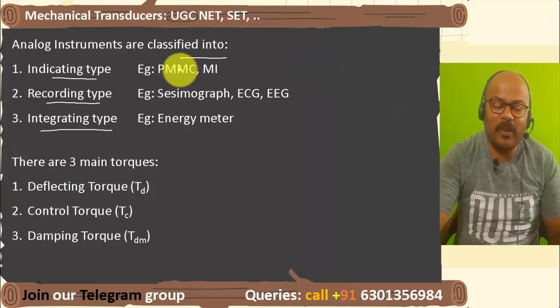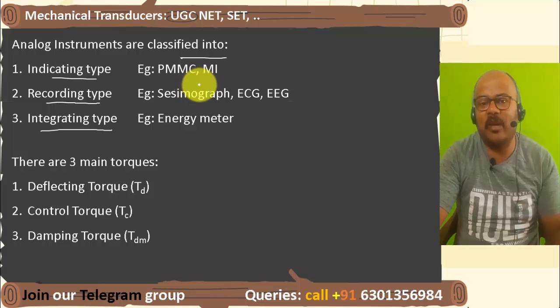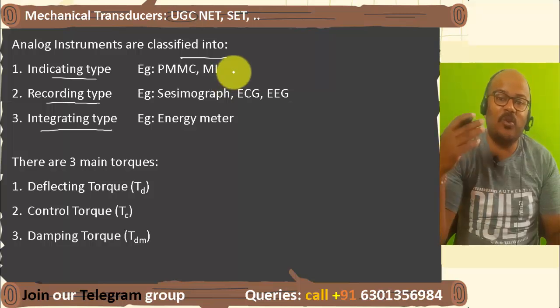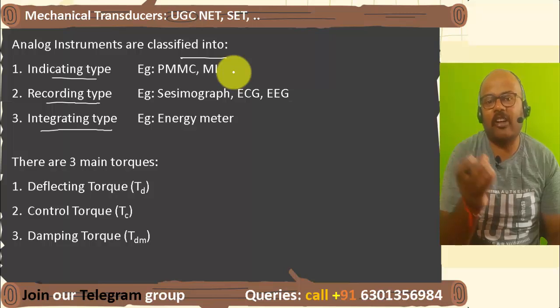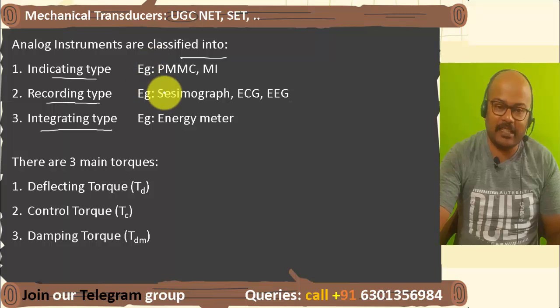In the case of PMMC, you are going to measure voltage or current. In the case of MI, again you are going to measure voltage or current. In the case of EMMC, you can measure voltage, current, power, all those things, and power factor also. These things we shall discuss in the next slides.